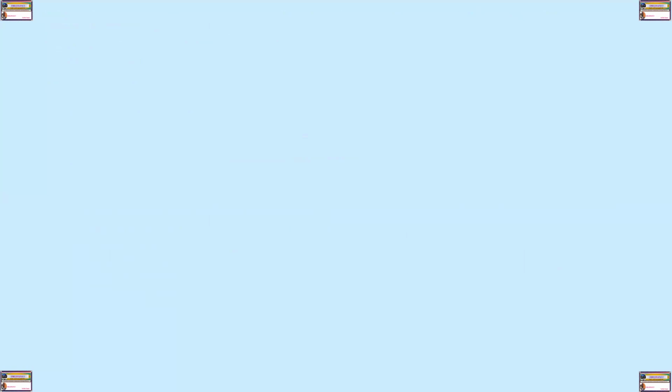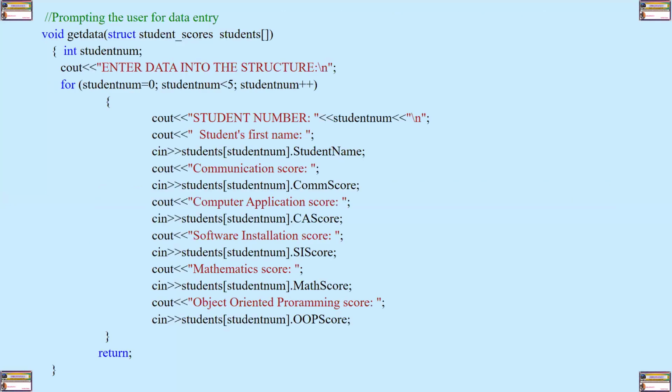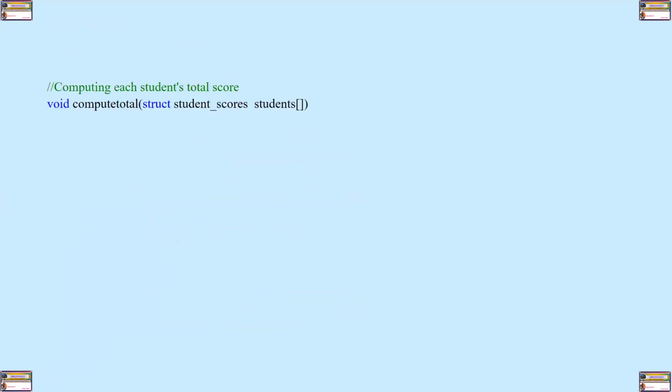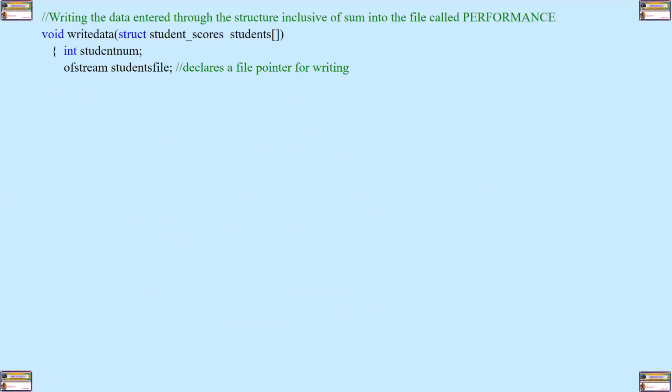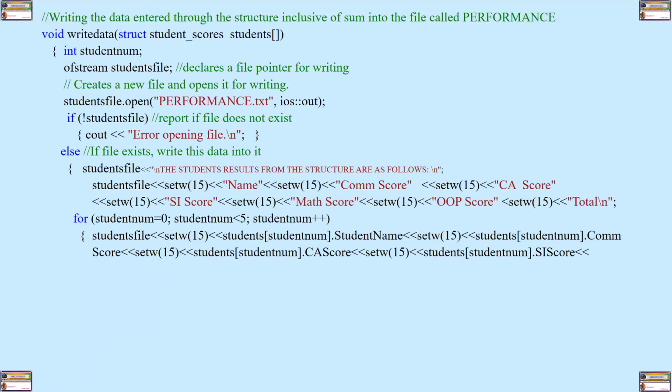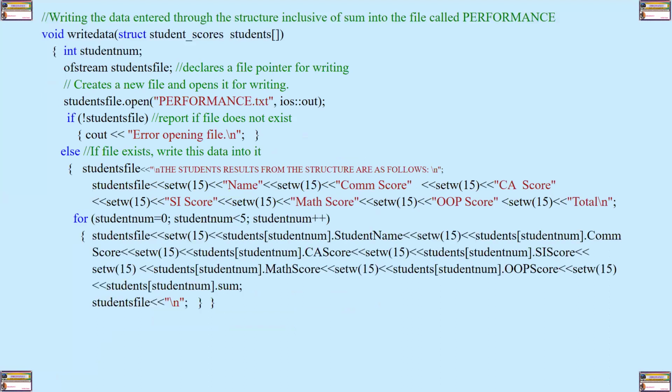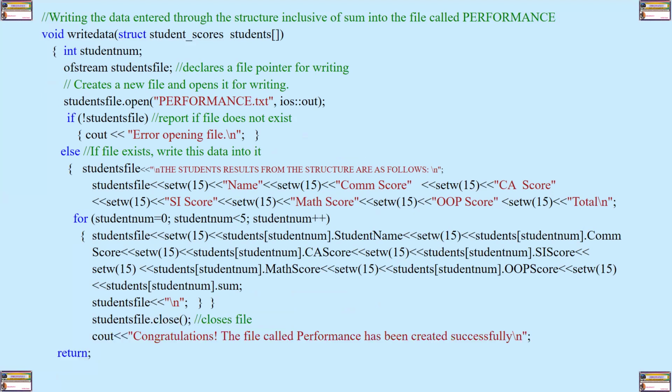So the first function here is to enter the information. Once we execute this program, we expect it to prompt us to enter the student first name, communication score, computer application score, software installation score, mathematics score, and OOP score. And then we expect it to compute the total for the values that we have entered using this function. And then all that data is written out using this function into the file called performance. And it will be a text file.